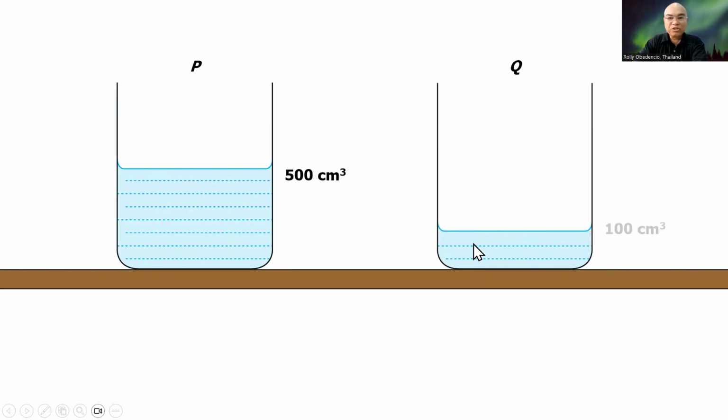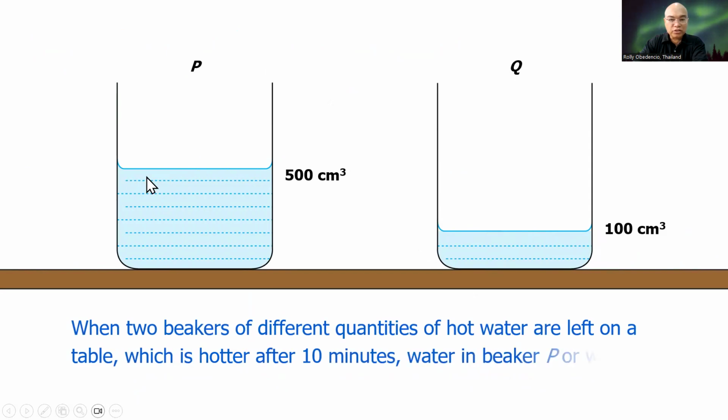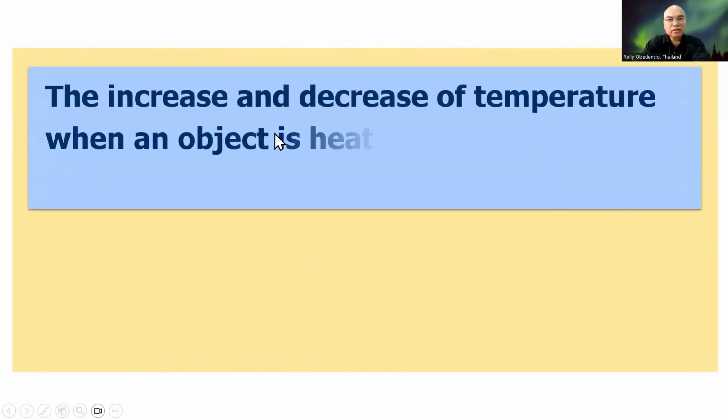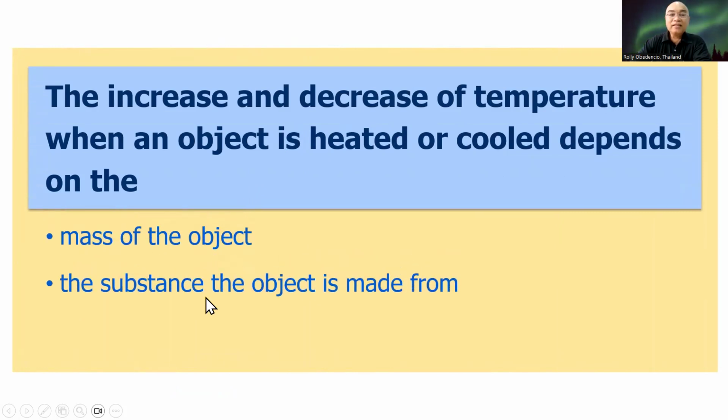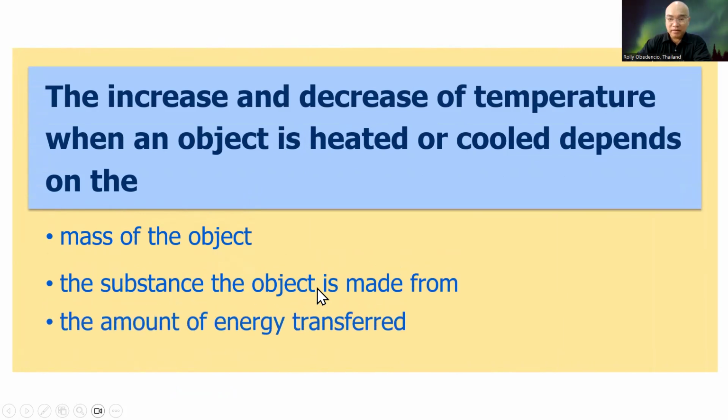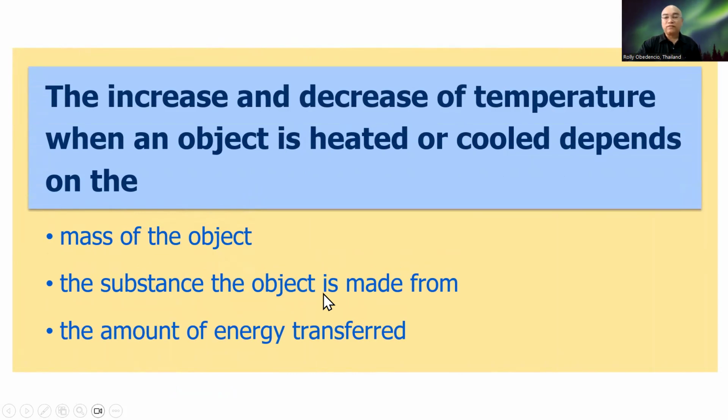Now, I want you to see this illustration right here. When two beakers of different quantities of hot water are left on a table, which is hotter after 10 minutes, water in beaker P or water in beaker Q? Answer that one. What do you think? The increase and decrease of temperature when an object is heated or cooled depends on the mass of the object, the substance the object is made from, and the amount of energy transferred.